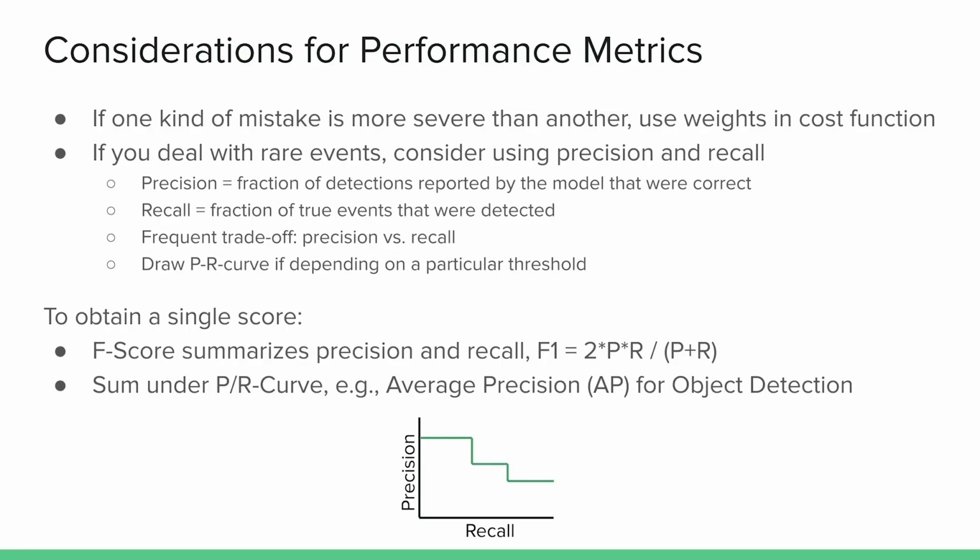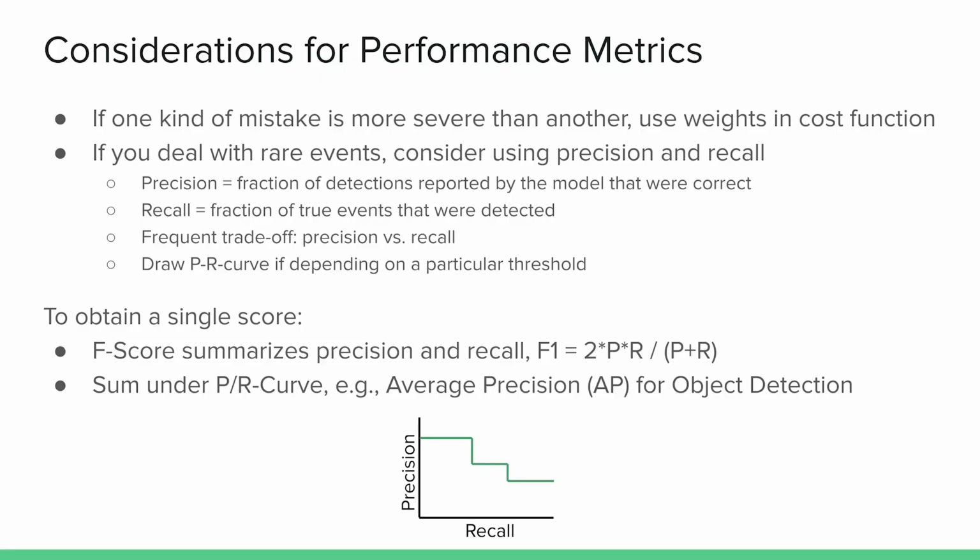And if you deal with rare events, you can definitely consider using precision and recall. If you forgot what they are, the precision is the fraction of detections reported by the model that were correct. So the model says 100 things and 90 of them are correct, then you have 0.9 precision. The recall is the fraction of true events that were detected as opposed to all events that are in there. So if there are 100 objects in your image and the network only reported 90 of them, you have a recall of 0.9. And there is a frequent trade-off here between precision and recall.